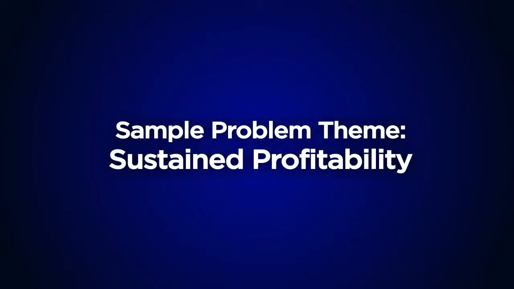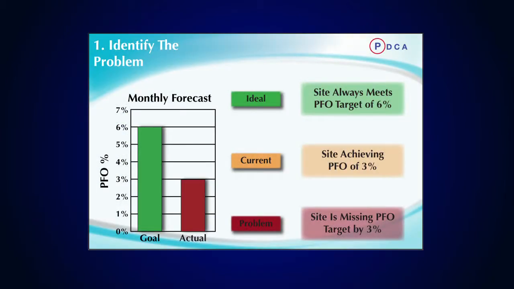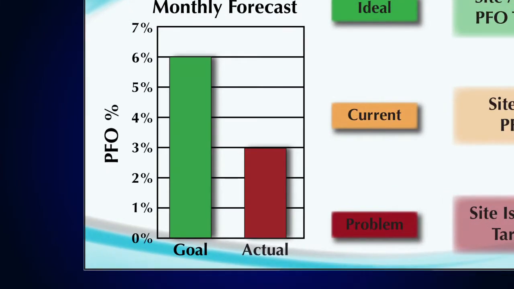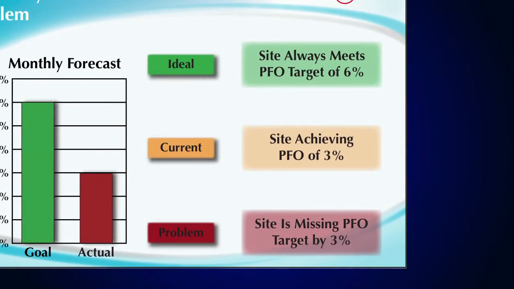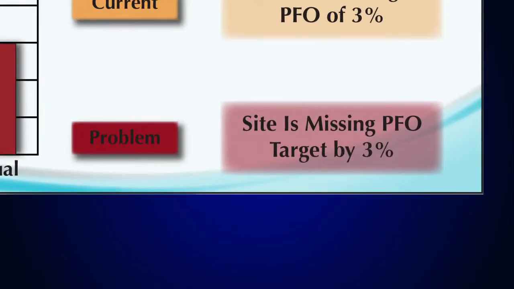In step 1, we are simply identifying the problem. Try not to get caught in the trap of stating what you think might be the root cause. We use a chart to show a broad view of the problem. The site's goal is to reach its PFO target of 6% each month, and they are only achieving 3%. We address the current and ideal situations and then look at what is in the gap, or the problem that is keeping us from reaching our ideal situation. In this case, the gap between the forecasted PFO and the actual PFO achieved for the site is 3%.